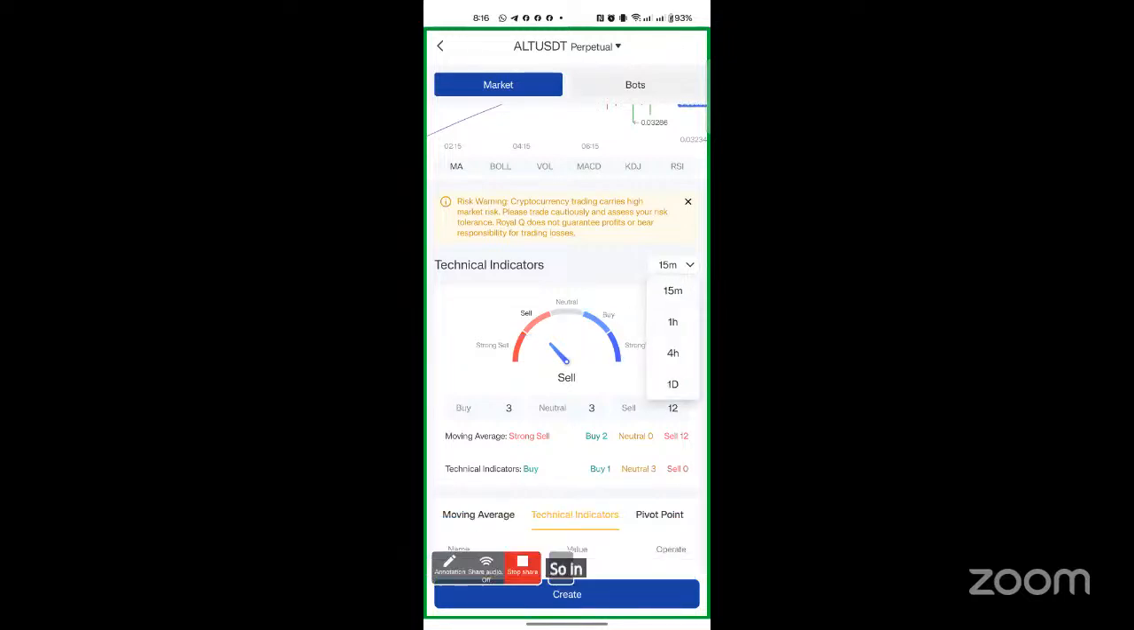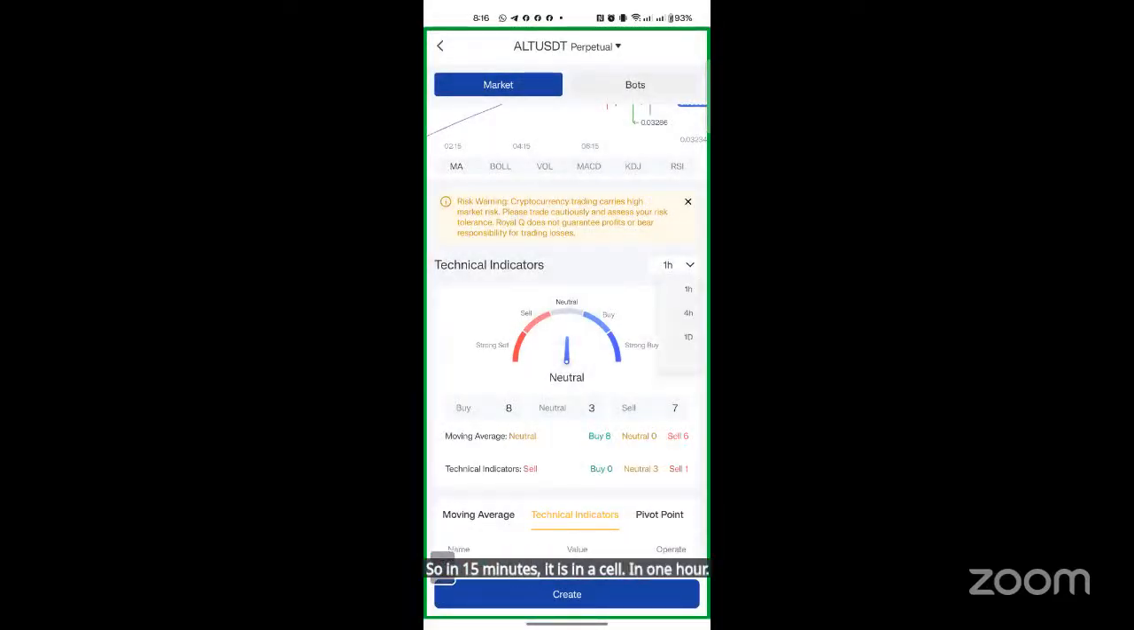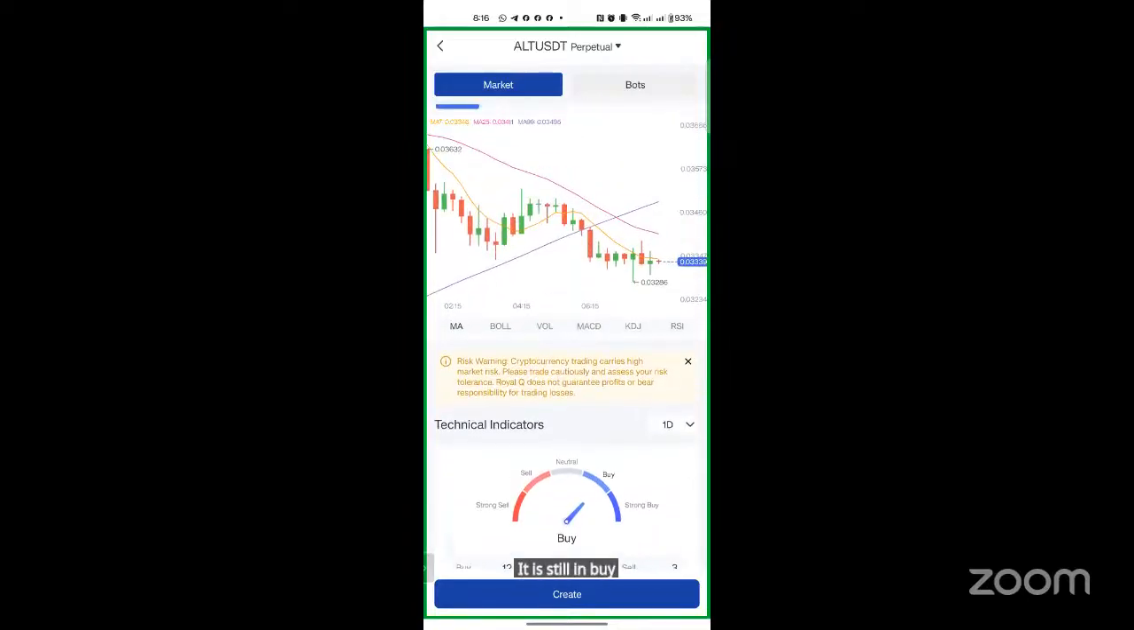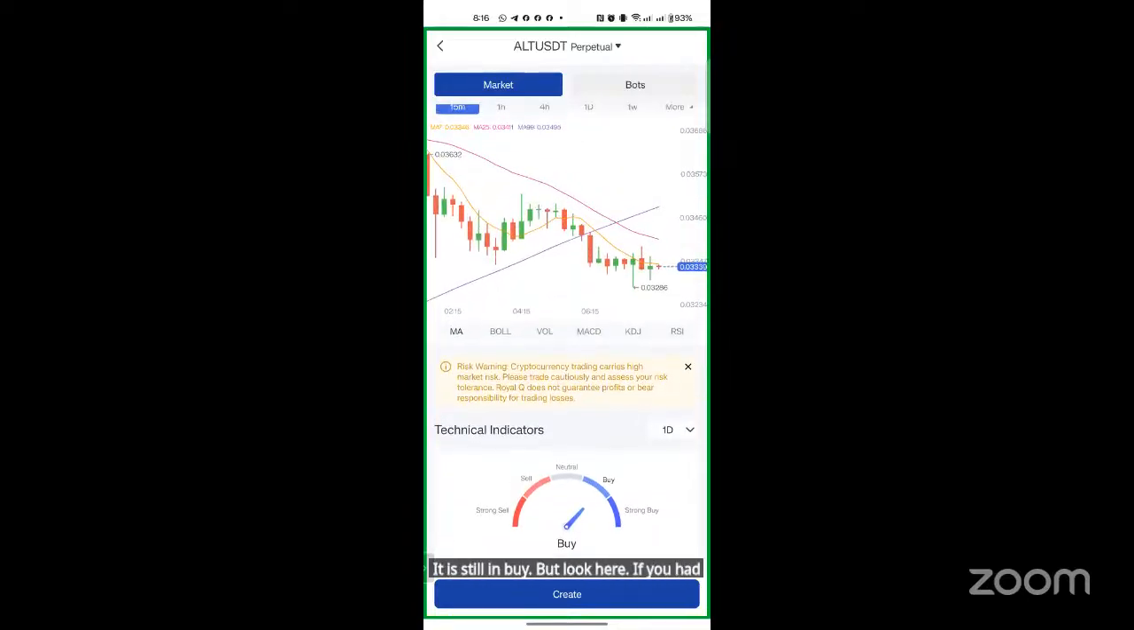So in 15 minutes, it is in a sell. In 1 hour, it is in neutral. In 4 hours, it is in buy. And in 1 day, it is still in buy. But look here. If you had taken your time and made a good area entry in this coin, you would be in a lot of money.